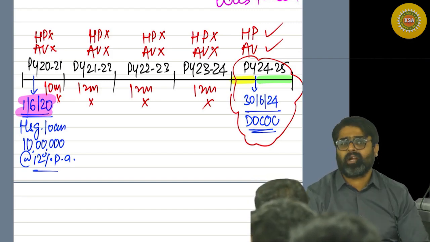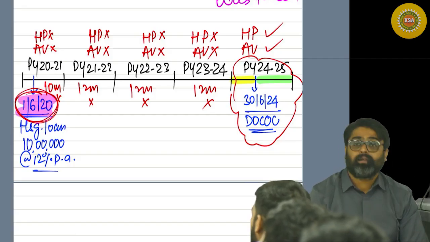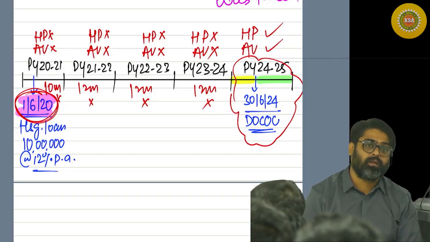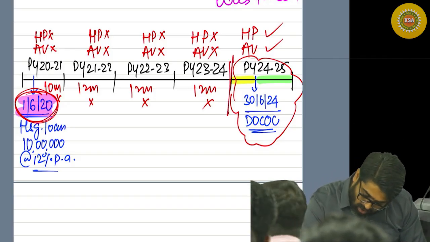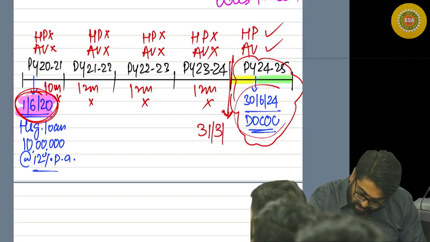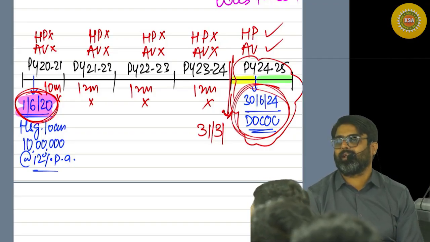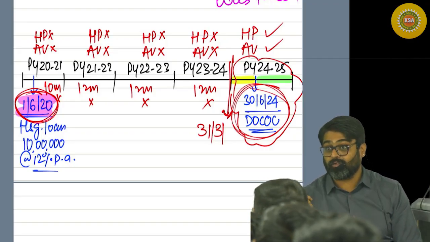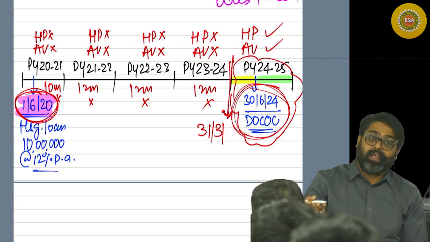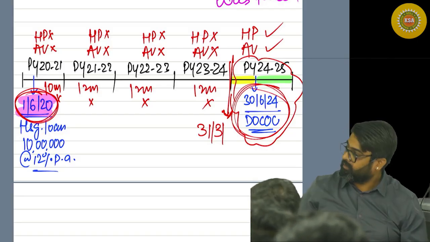Your pre-construction period will start from the date of borrowing, and it will end on 31st March immediately preceding DOCOC. You will not end it on DOCOC. You will end it on 31st March immediately preceding DOCOC. What was your DOCOC?